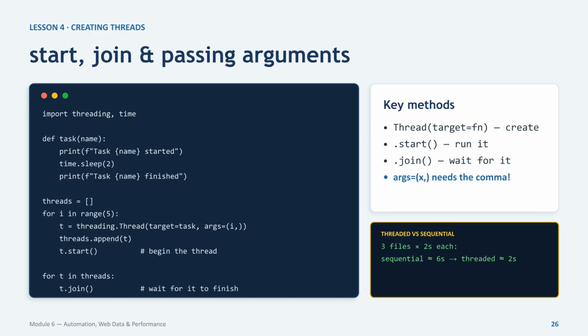You define a target function, initialize a thread, and call start. Using join ensures your main program waits for the thread to complete before moving forward. Remember to pass a trailing comma when supplying a single argument to your thread, ensuring it remains a tuple.